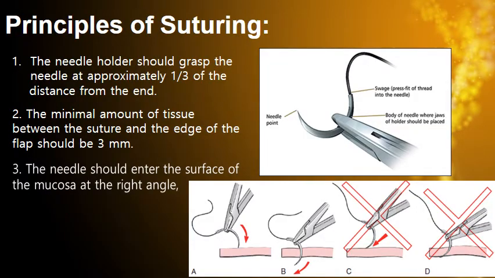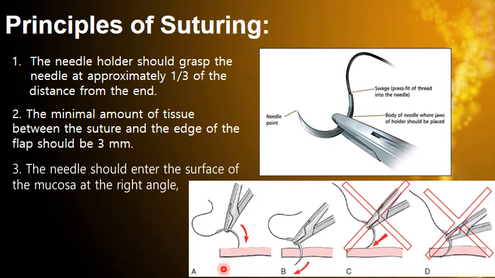What are the basic principles of sutures? First, I should grasp the needle. This is the needle. It comes curved with a cutting edge and the suture is attached to it. When I grasp the needle with the needle holder, the grasp should be at the 1/3 point from the suture end of the needle. This is the side where I grasp the needle.